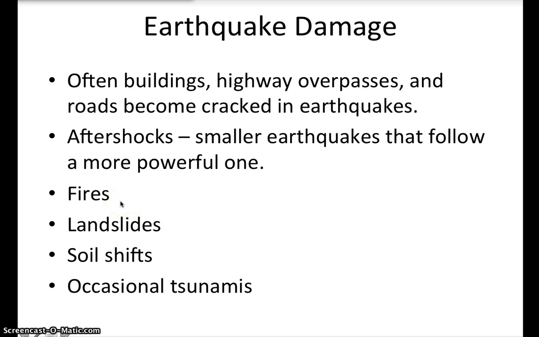Sometimes in earthquakes you have fires that happen to get started with wires being twisted around. San Francisco had an earthquake in 1906, I believe it is. Most of the damage was fires. Landslides can happen because you have ground that has been loosened. It can shift the soil around. Topsoil can go farther down, and soil farther down can go to the top. And you have the occasional tsunami, which we'll talk about more in a little bit.